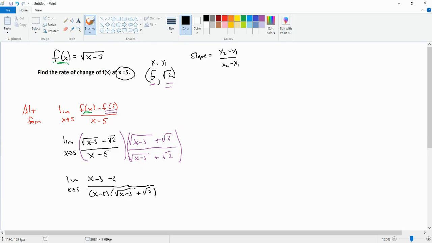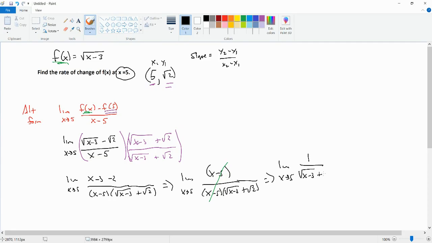Okay, so we still have our limit. If we clean this up a little bit, we'll have our limit as x approaches 5 of x minus 5 over x minus 5 times the square root of x minus 3 plus the square root of 2. And then from here we see that we have a common factor in the numerator and denominator of x minus 5. So this can be rewritten as our limit as x approaches 5 of 1 over the square root of x minus 3 plus the square root of 2.